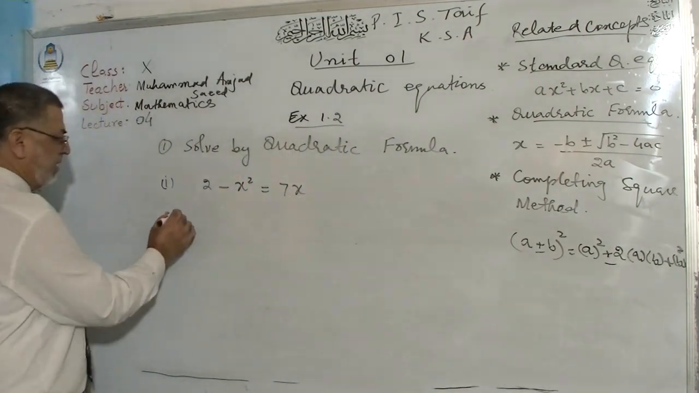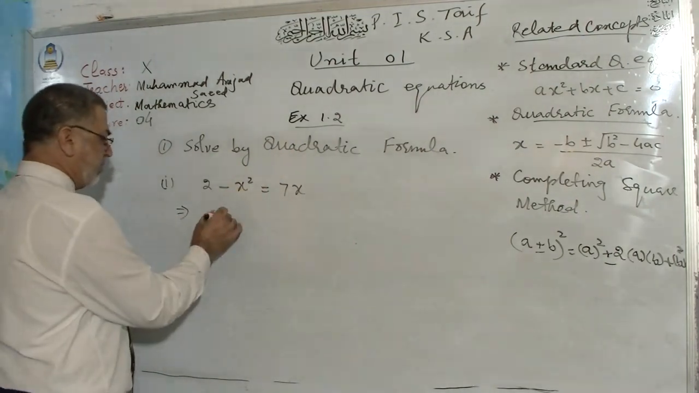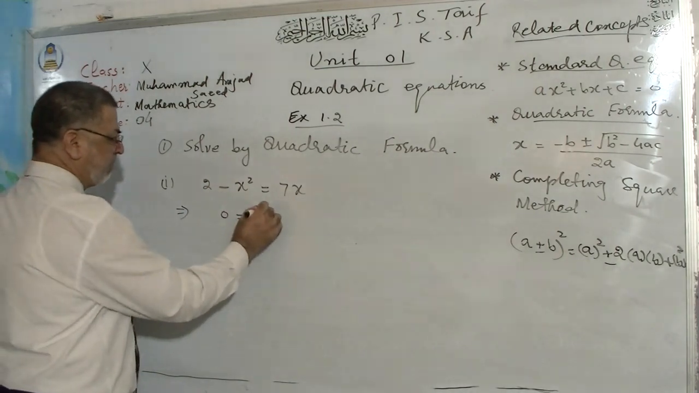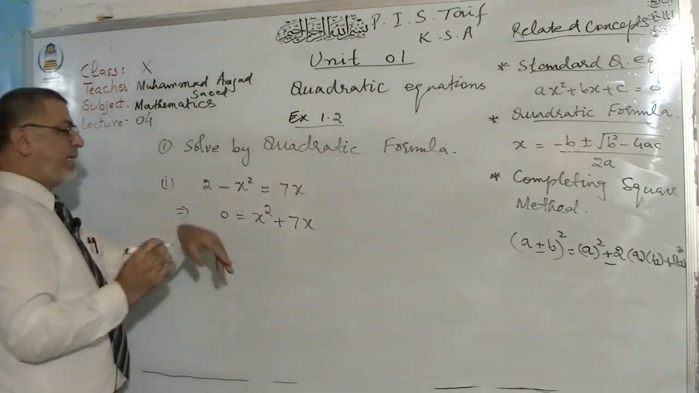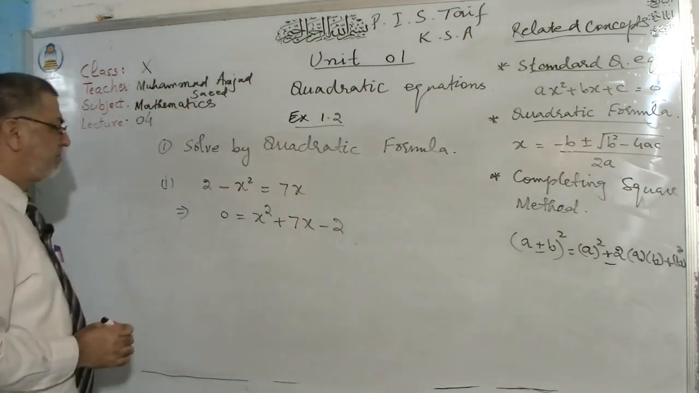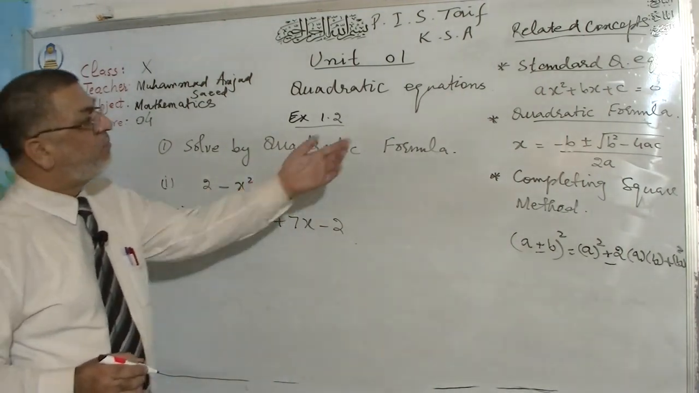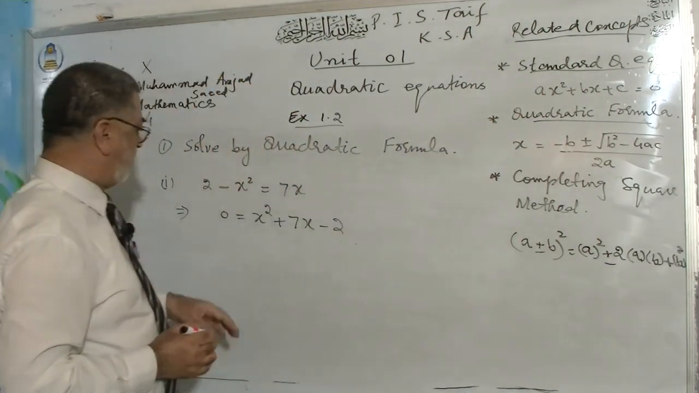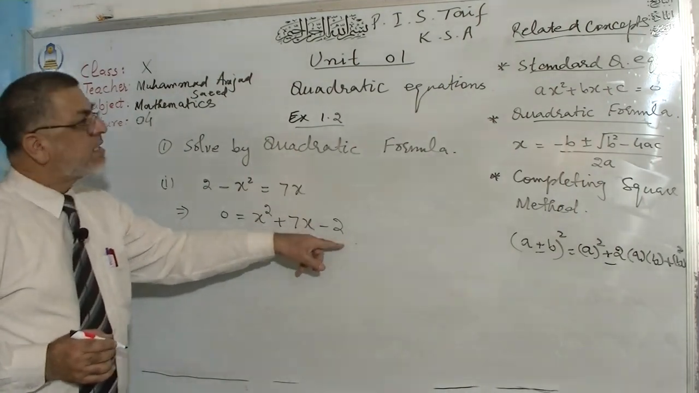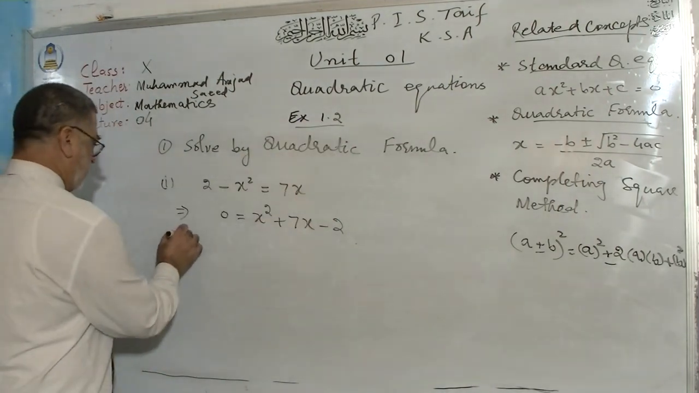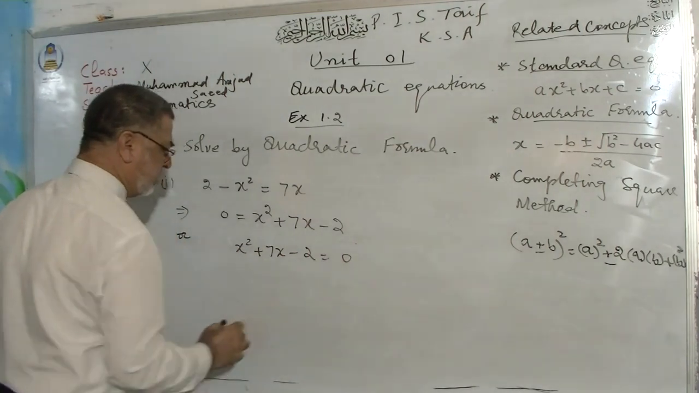Here you can see, this x square is negative. So bring this on the right hand side to make it positive. So x square positive, then plus 7x, bring this 2 on the other side, it will be minus 2. So you have made the equation just like a standard quadratic equation. First is the term involving x square, second term involving x, third is constant. Or you can write down x square plus 7x minus 2 is equal to 0.